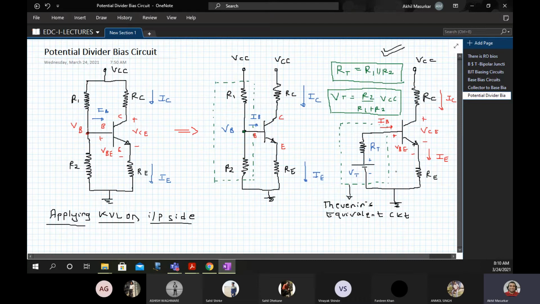If you apply KVL like this, you can start with the voltage source VT minus IB into RT minus VBE minus IERE equal to 0. So we can write that.